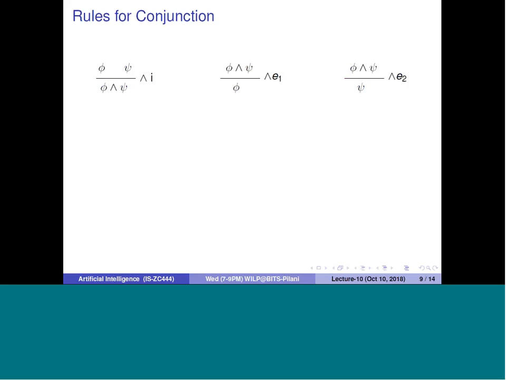Now this is one rule, the rule for the conjunction. What is the conjunction rule? If you have phi and if you have psi, you can say we have phi and psi.